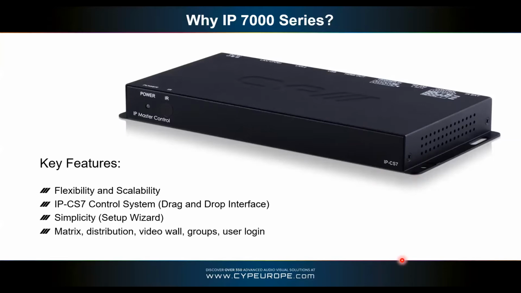It can be run as a matrix. It can run just as signal distribution. You can set up video walls, you can set up group screens, and you can set up different logins as well. And because this system's on a 1 gig network switch, it's very cost effective.